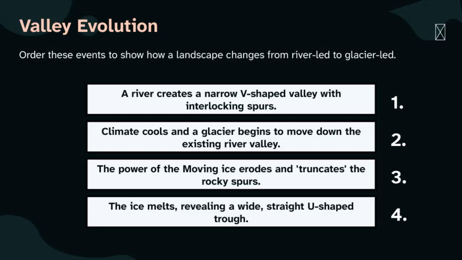The correct order is: first, a river creates a narrow V-shaped valley with interlocking spurs. Second, climate cools and a glacier begins to move down the existing river valley. Third, the power of the moving ice erodes and truncates the rocky spurs. Fourth, the ice melts, revealing a wide, straight U-shaped trough. This sequence is useful for exam answers because it helps you explain landform development step by step.